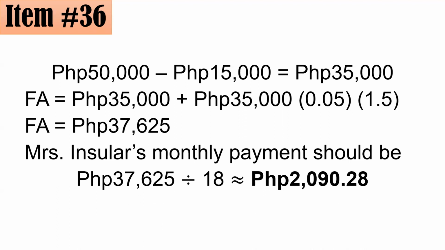Pero, take note po ha, di ba sabi 1.5 years, no? So therefore, 1.5 years is 18 months. Kasi yung isang taon, 12 months. Yung half ng taon, 6 months. So 18 months po siya nating babayaran. And dividing this said amount by 18, this means to say that you will approximately pay 2,090 pesos and 28 centavos, letter A po. Wow.